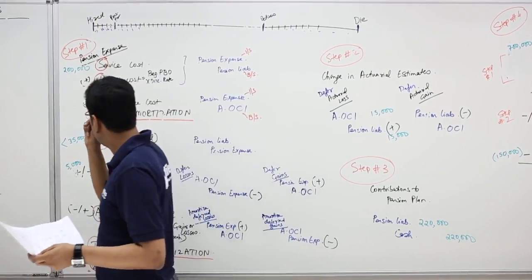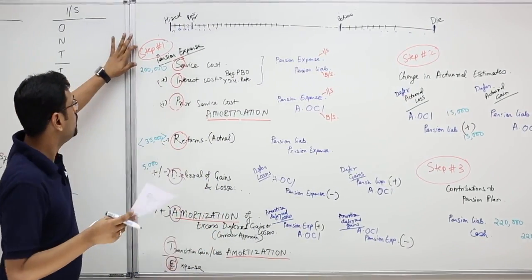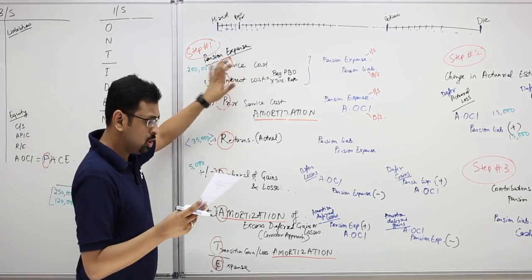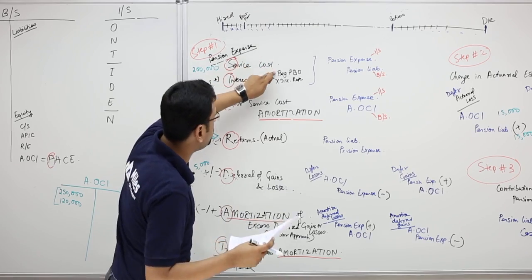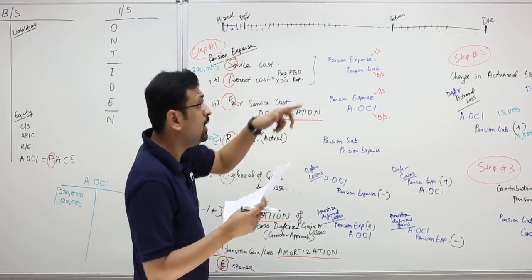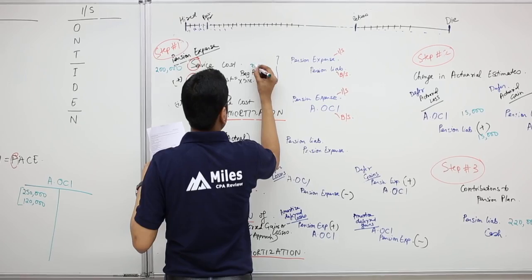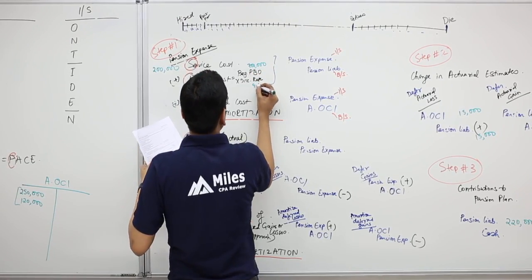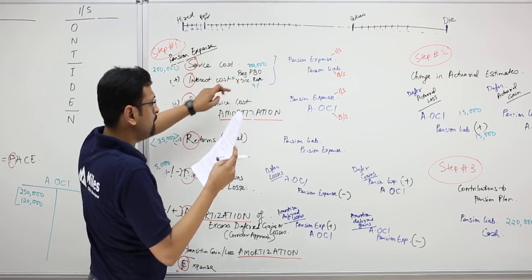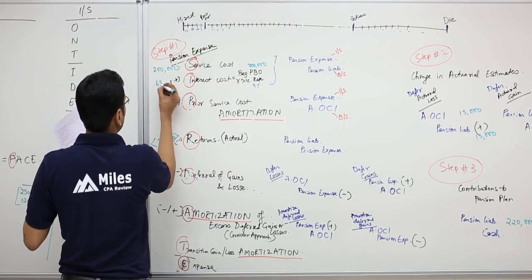Now let's fill in all the blanks that we have. So let's first start with step number 1. We already have the service cost number, $200,000. Now interest cost, that should be beginning PBO times discount rate. Beginning PBO, that's $700,000. Discount rate, they've given 9%. So $700,000 times 9%, that's $63,000.